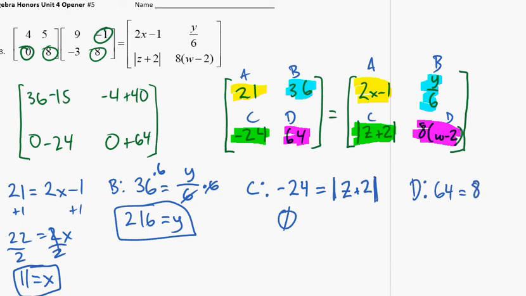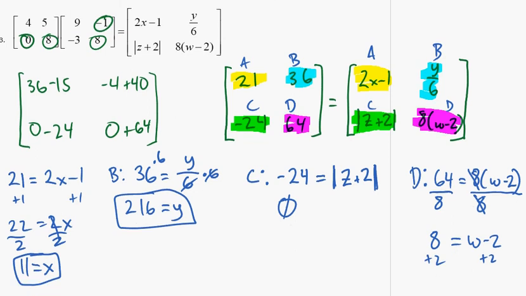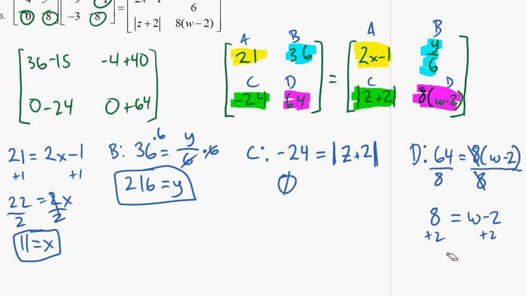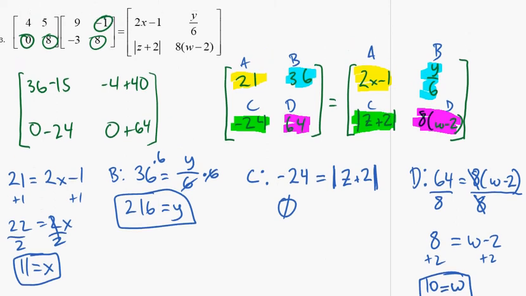64 equals 8 times w minus 2. And to solve this equation, you could distribute out that 8, but instead I'm going to divide both sides by 8 and get that 8 equals w minus 2. And I'll add 2 to both sides and get 10 for w.